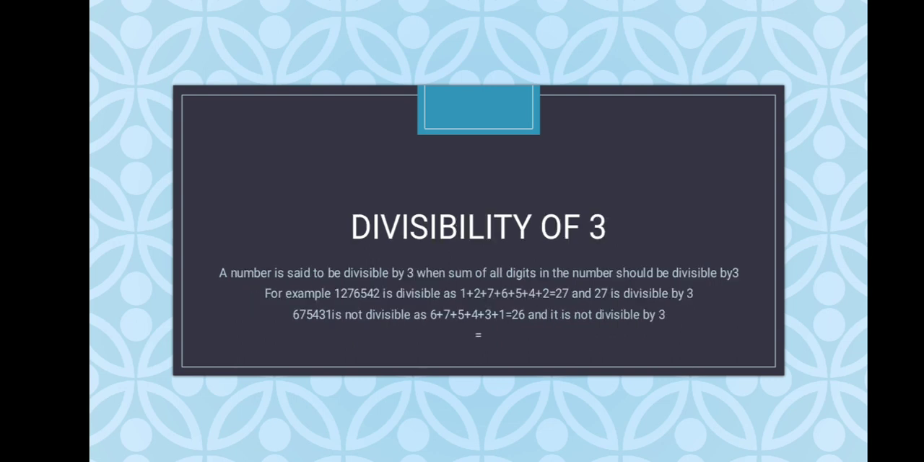Divisibility rule of 3. A number is said to be divisible by 3 when the sum of all digits in the number is divisible by 3. For example, 1276542 is divisible by 3 as 1 plus 2 plus 7 plus 6 plus 5 plus 4 plus 2 is equal to 27 and 27 is divisible by 3. Let us take one more example. 675431 is not divisible by 3 as 6 plus 7 plus 5 plus 4 plus 3 plus 1 is 26 and it is not divisible by 3.